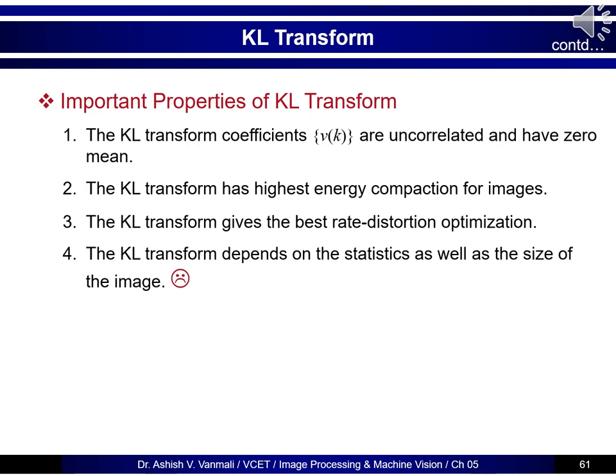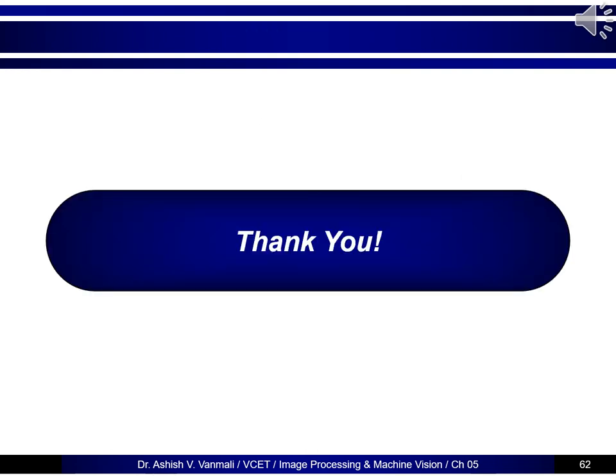So anytime you do a forward transformation and inverse transformation, you will have to go through that entire process of finding the normalized eigenvectors. And the size of the image transform will also govern the complexity of your calculations. So that is one major drawback the KL transform suffers. Now this brings us to the end of the chapter on image transforms.